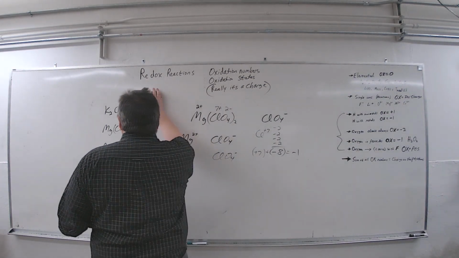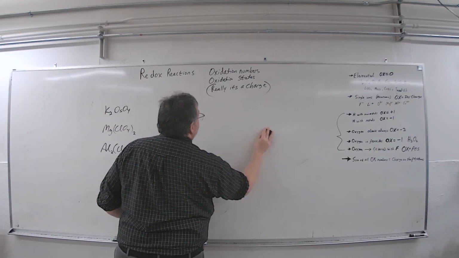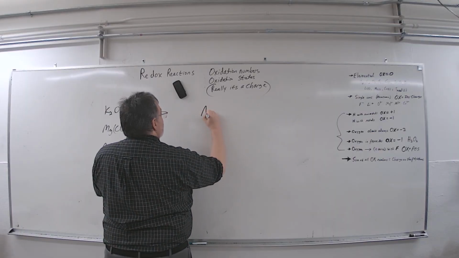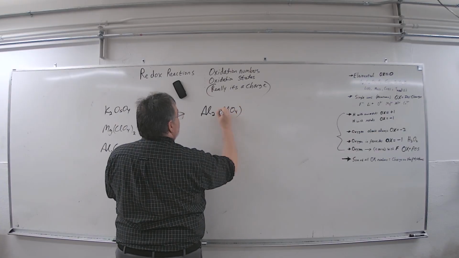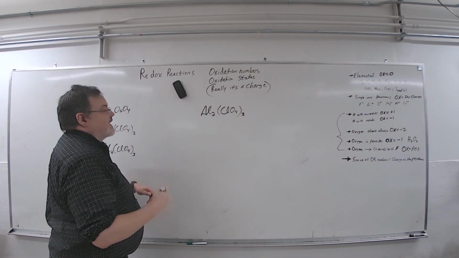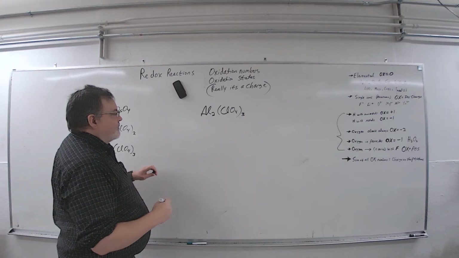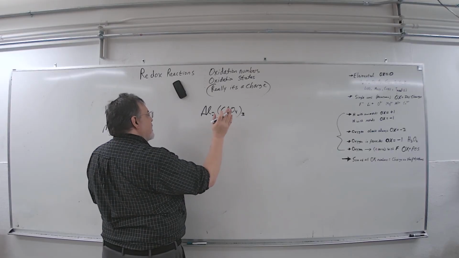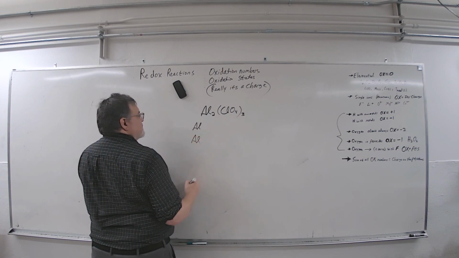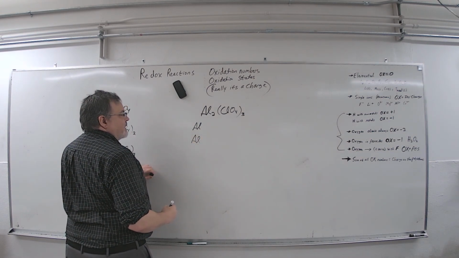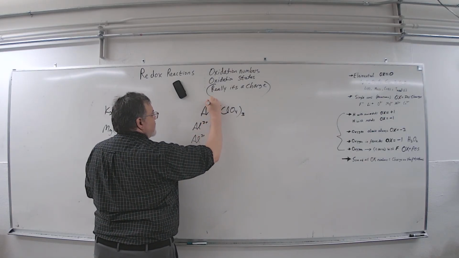Okay, oxidation numbers for Al2(ClO4)3, chlorine, we've got oxygen. What's the oxidation number on each one? Well, the first thing you want to do is go, that's an ionic compound. I'm going to pop off the two aluminums. What's the charge on those two? Yep. So we got that one, 3 plus.